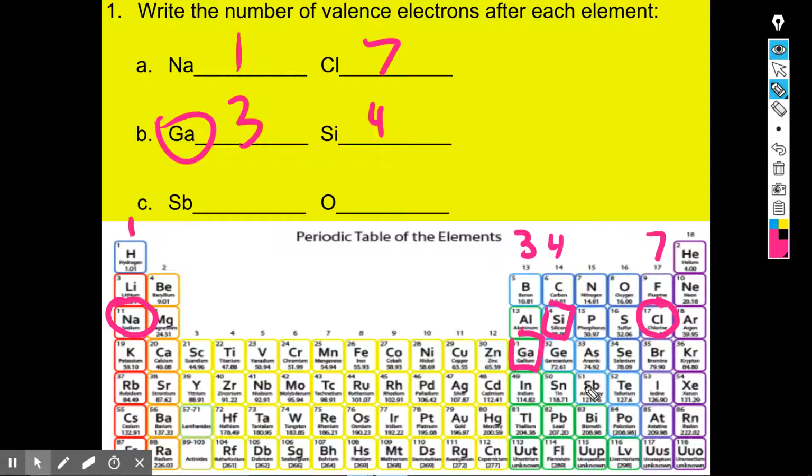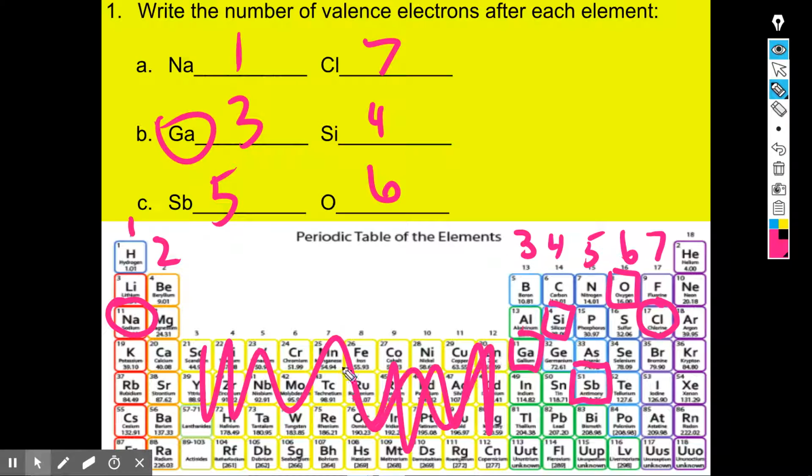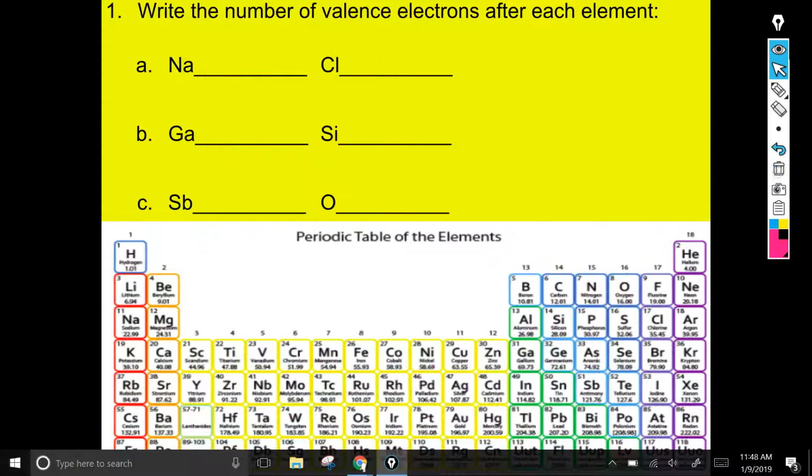Antimony, SB, one of those tricky ones, doesn't sound anything like its symbol. Antimony is in 15, so 5. And oxygen, of course, is right here in group 16, so 6. 1, 2, skip a few. 3, 4, 5, 6, 7, 8, except for helium that has 2. All right, that's the rule. There's nothing to understand really about this. You need to memorize that.